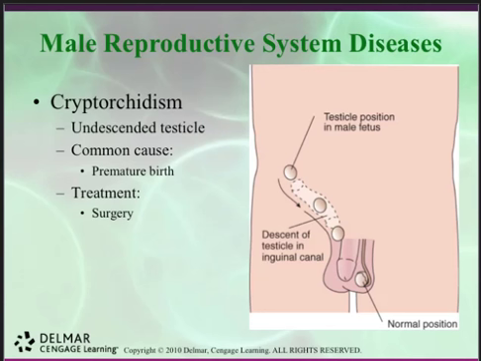In cryptorchidism, what we have is an undescended testicle. Common causes include premature birth. The treatment is generally surgical movement of the testes into the scrotum. The reason for the testes being in the scrotum is that the temperature outside the body is optimal for sperm production, and so this reduction in temperature maximizes the number of gametes that the gonad is capable of making.